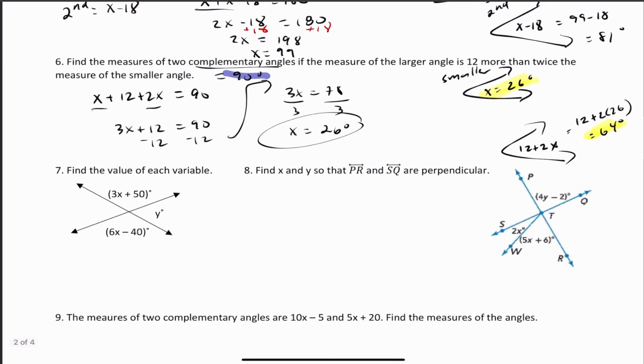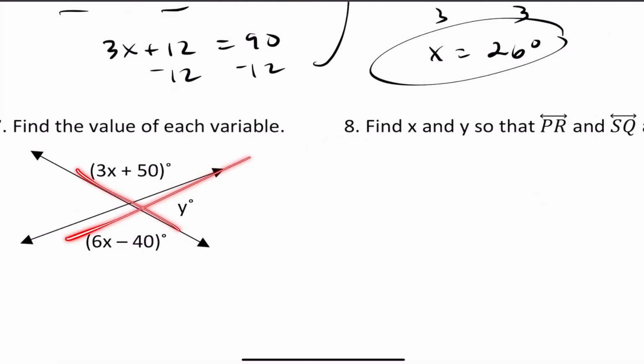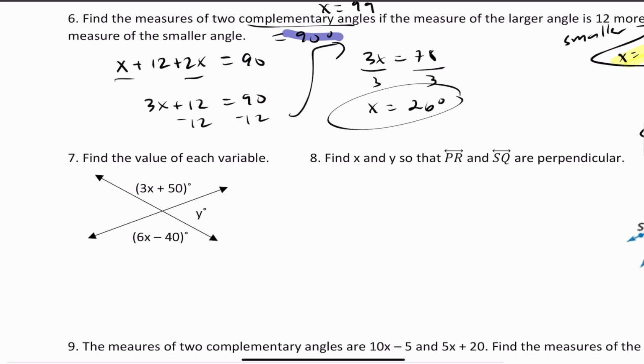Number 7, find the value of each variable. So what do I see here? I see two lines that intersect. They form a beautiful looking x. My goal here is to figure out what x is equal to and what y is equal to.